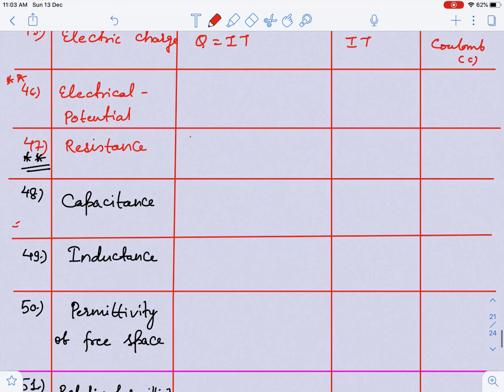Electrical potential, this is a very important quantity, that's why I have given 2 stars, because with the help of this quantity we will discuss the remaining: resistance, capacitance and inductance. All these three I can define in terms of electric potential only. So potential V can be written as W by Q, work done per unit charge. As you know, work done dimension is ML²T⁻² and charge is I into T. So dimension becomes ML²T⁻³I⁻¹. This is the dimension which you have to keep in mind, ML²T⁻³I⁻¹, and unit is volt.